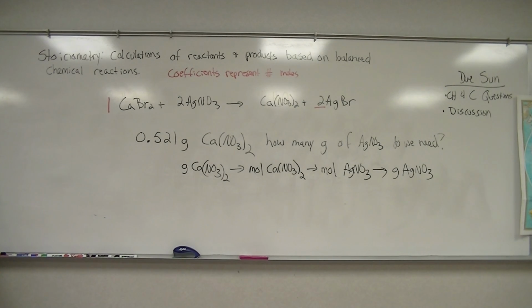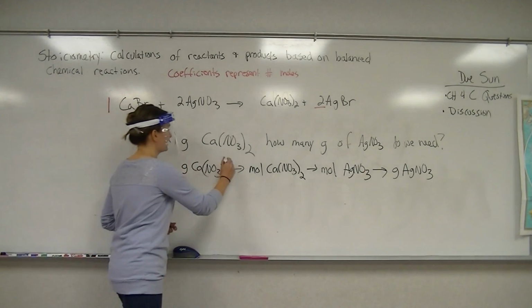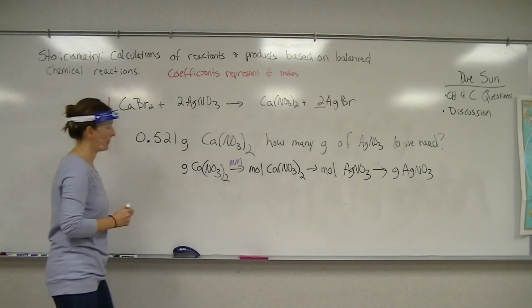So whenever we're doing these types of problems, we have Avogadro's number, molar mass, and mole ratios. Those are our only three possible choices. In this case, it's molar mass that we need. Molar mass gets us between grams and moles.